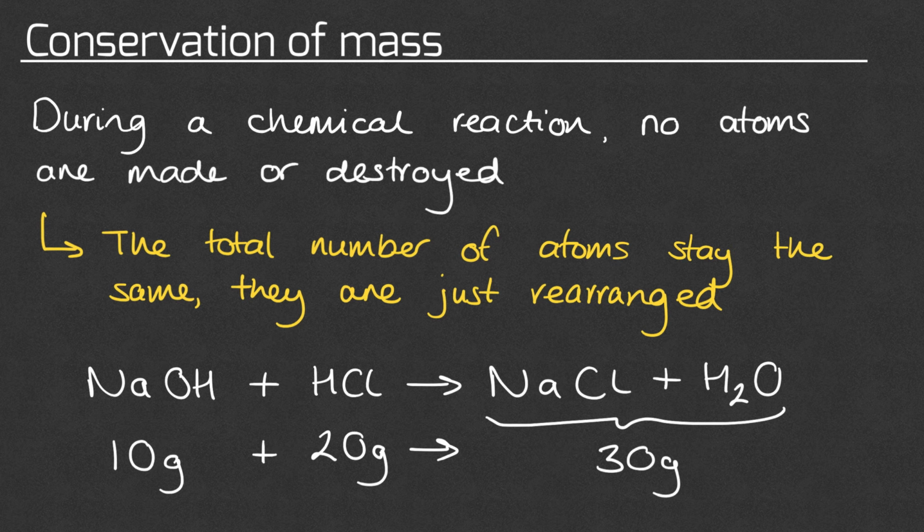In the next video, when we look at moles calculations, for those of you studying higher tier, you'll be able to work out the mass of each of the products, but they'll both add up to 30 grams. For the moment though, we just need to be happy that the total mass of the reactants will equal the total mass of the products. So if we've got 30 grams of reactants, we're going to have 30 grams of products.